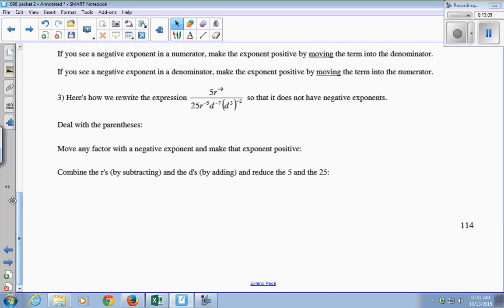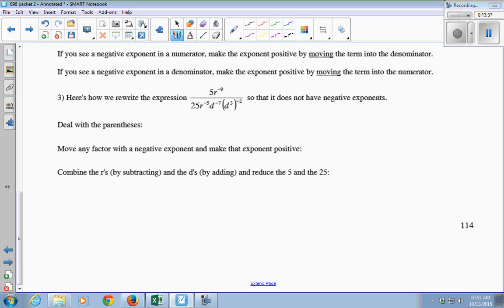So let's do an example. This is kind of a complicated one because it has lots of factors in it. So hopefully we're going to deal with all the possibilities that can happen here. So I want to rewrite this whole expression so that it has no negative exponents. So first things first, deal with the parentheses. Just like with any simplification problem, you got to live by the order of operations, deal with the parentheses first.